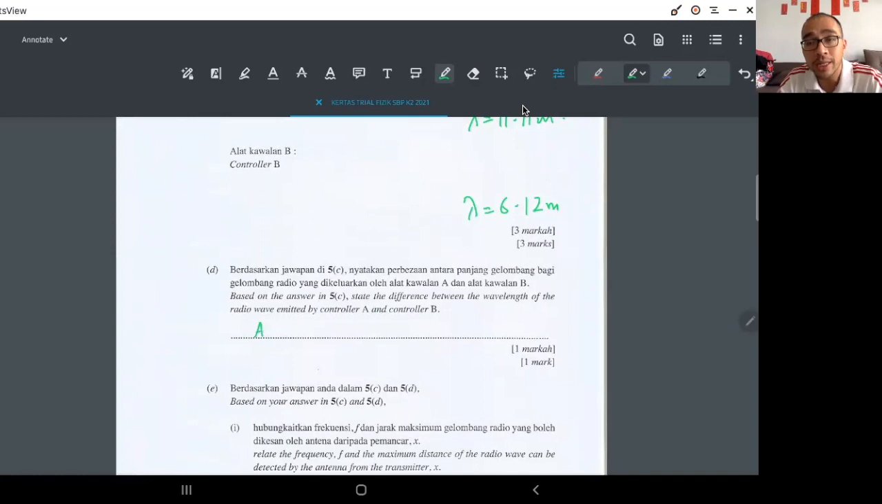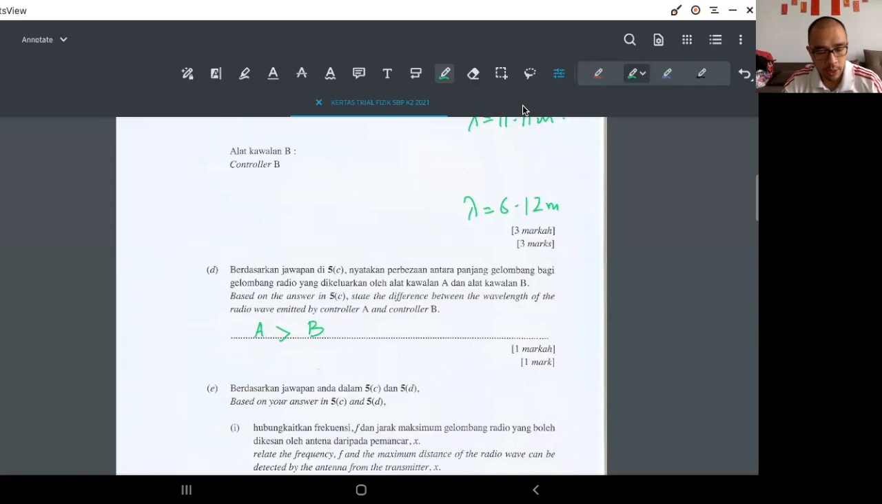The question is asking you to compare, because this is question number 5. Question number 5 and 6, you need to expect that it is most likely a comparison question. So even if the question says state the difference, write your answer in a comparison manner. A has a bigger wavelength than B, and so on and so forth.